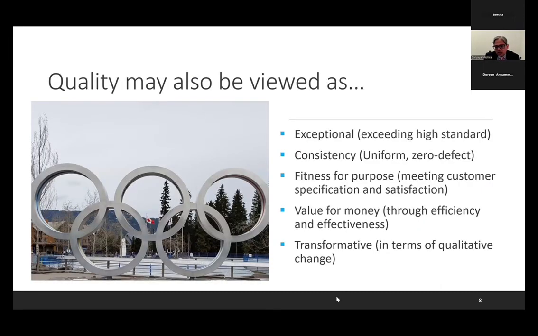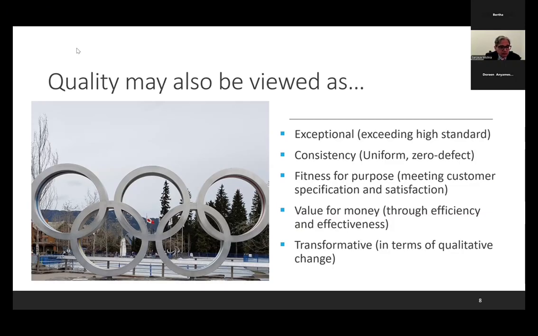So what we are looking at also is that quality may mean different things to different people, but broadly quality is perceived as exceptional, that it is exceeding the high standards. It's consistency, uniform or zero defect.